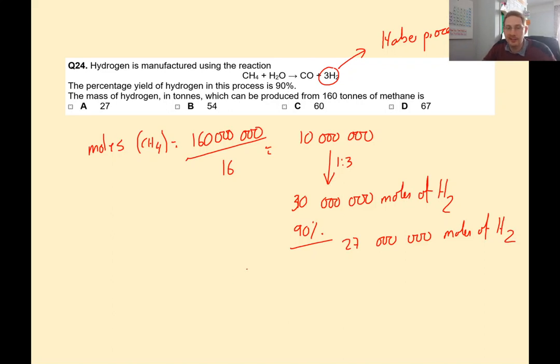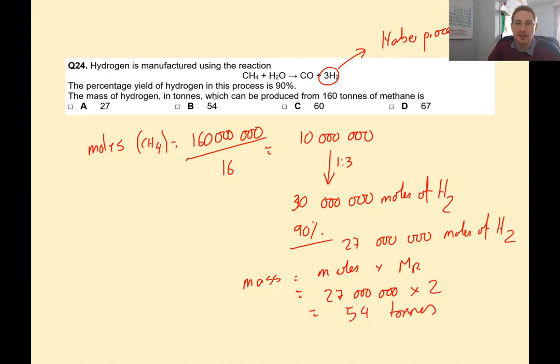And finally, we can do that mass is moles times Mr, which is 27 million, hydrogen is H2, so times 2, which is 54 tonnes. So the answer should hopefully be 54 tonnes.